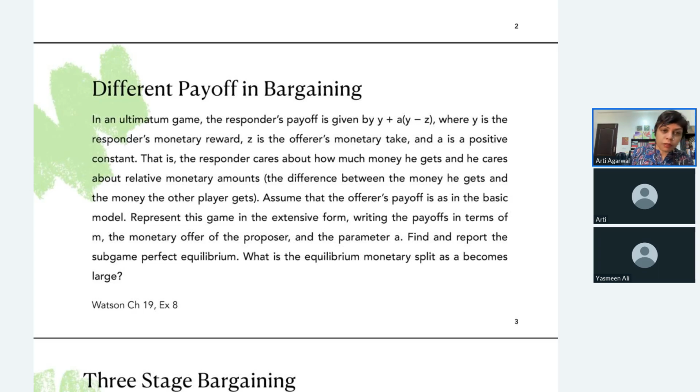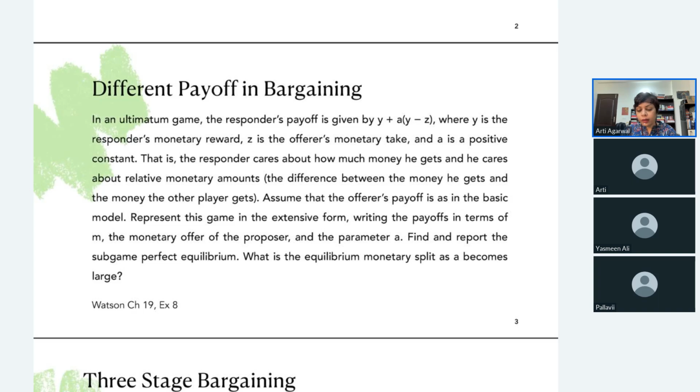Today, the first question is on different payoffs in bargaining, wherein, even if the split between two players in bargaining is y and 1 minus y, even in that situation, the payoff of at least one of the players is different from just y or 1 minus y. It's defined by some other function. So here in this question, from Watson, it says that it's an ultimatum game in which the responder's payoff, which means if player 1 is making the offer, then player 2 is the responder.